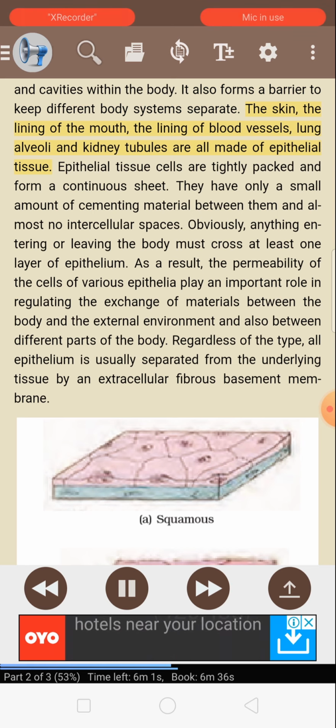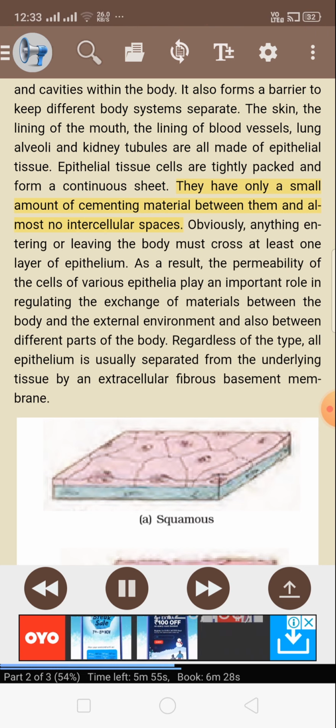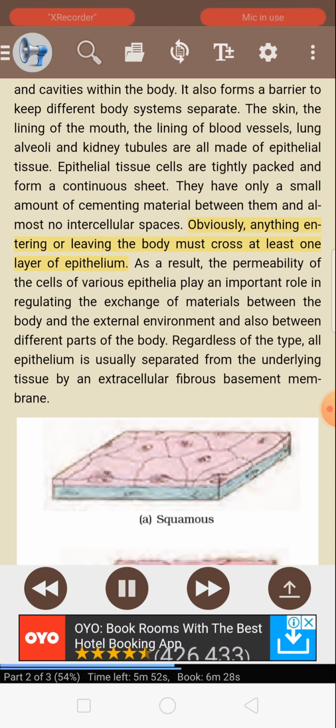Epithelial tissue cells are tightly packed and form a continuous sheet. They have only a small amount of cementing material between them and almost no intercellular spaces. Obviously, anything entering or leaving the body must cross at least one layer of epithelium.